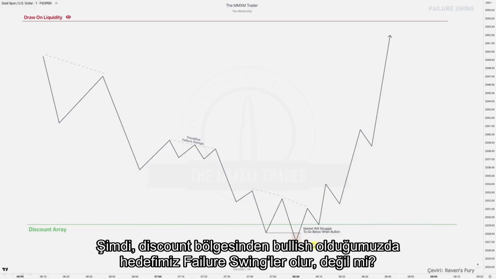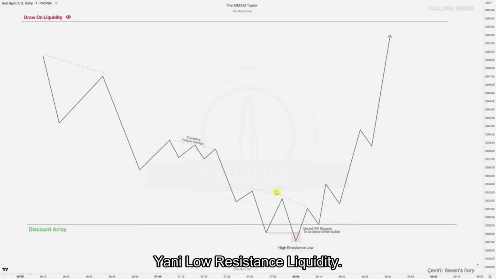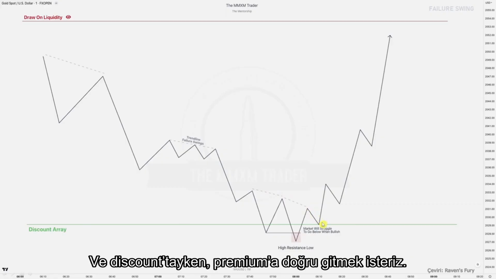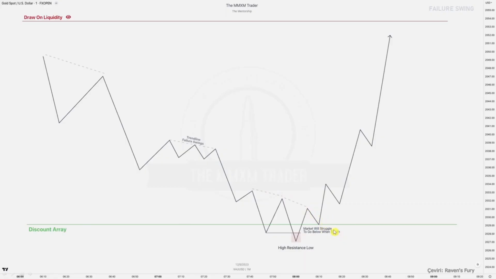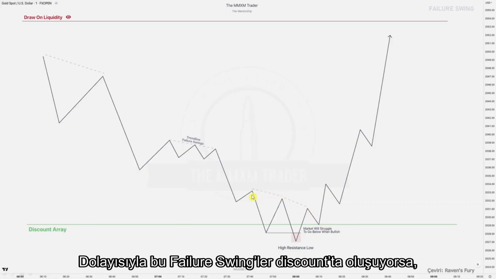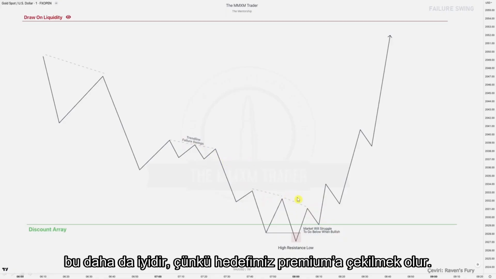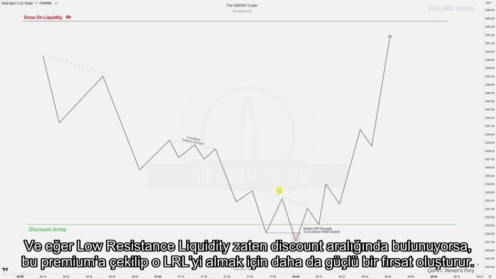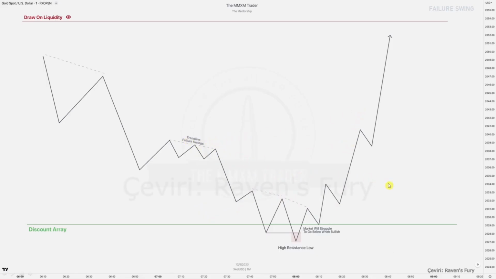Now once we are bullish again from the discount array, we want to target those failure swings, right? That low resistance liquidity. And once we're in discount, we want to draw into premium, right? So once these failure swings are in discount still, that's even better because we want to draw into premium. And if we have that low resistance liquidity in our discount range already, then it's even better to draw into premium and take out that low resistance liquidity.